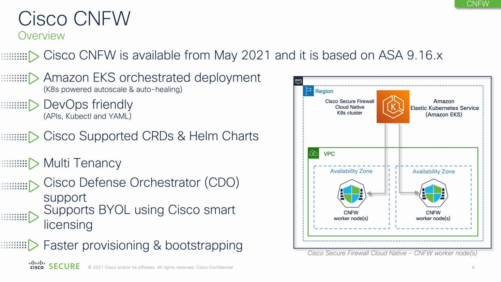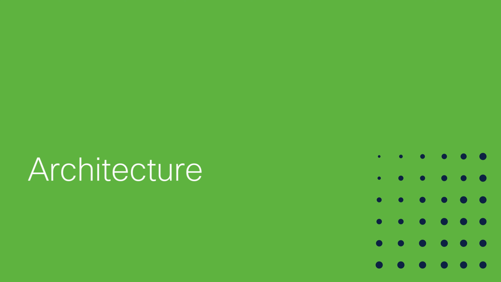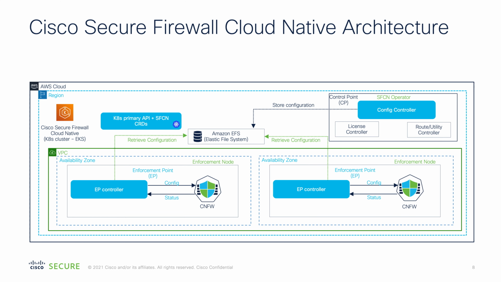Now, in May 2021, we have added support for CNFW, and it is based on ASA 916 code. Again, EKS orchestrated and deployed, DevOps friendly. We provide CRDs and Helm charts, multi-tenancy, configuration using YAML, CDO, and REST APIs. We support BYOL. And the benefit of using this particular architecture is that it is really faster to provision and bootstrap your worker nodes.